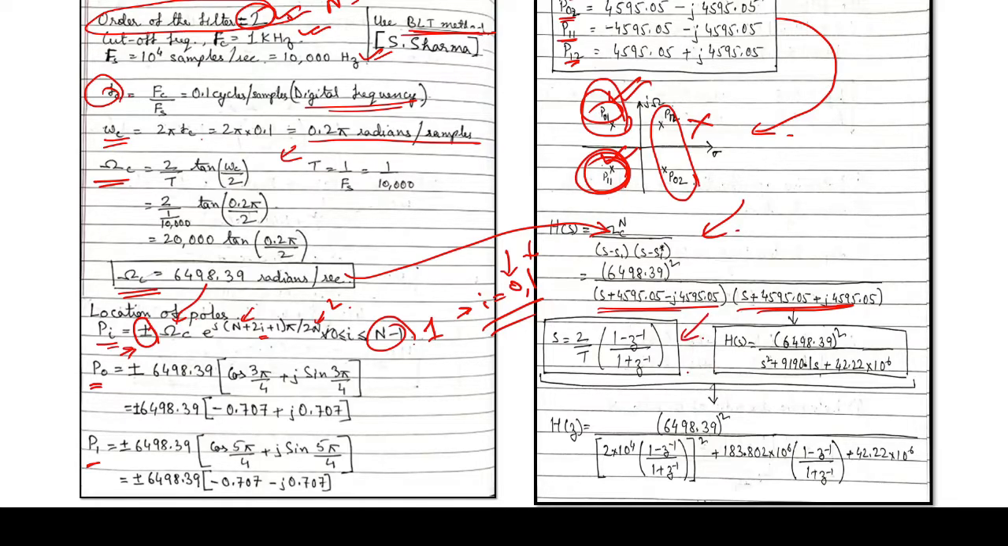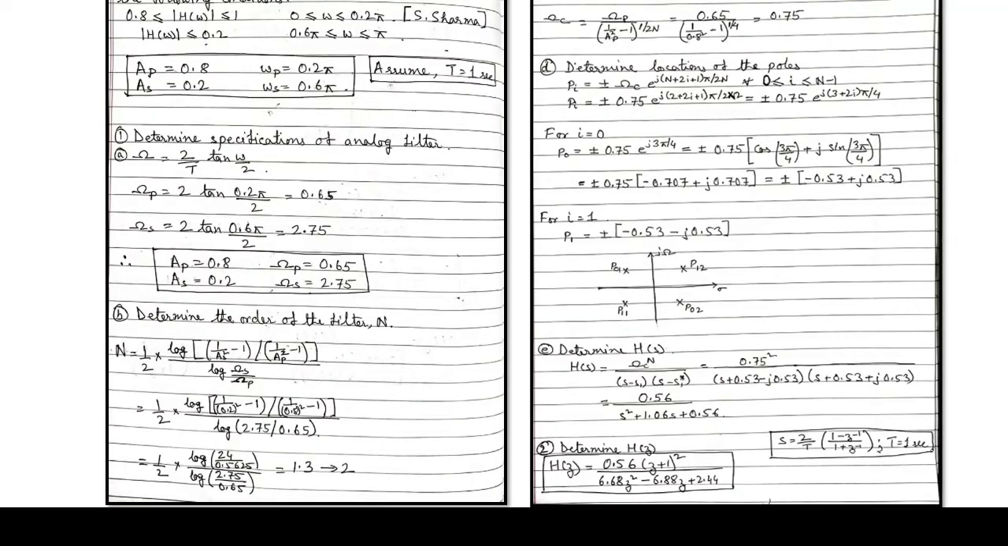Use this transformation and you will be getting the equation. Then you can go for the realization of the IIR filter. We will be discussing that a bit later.